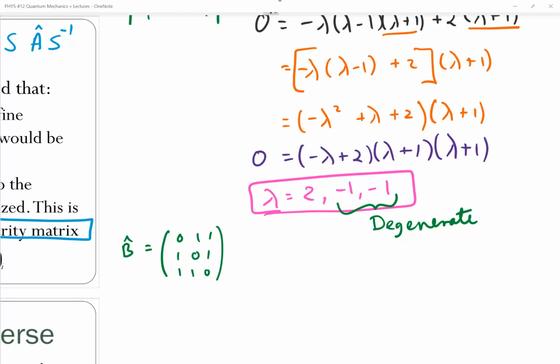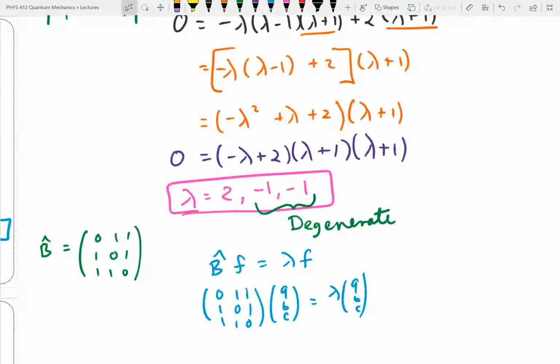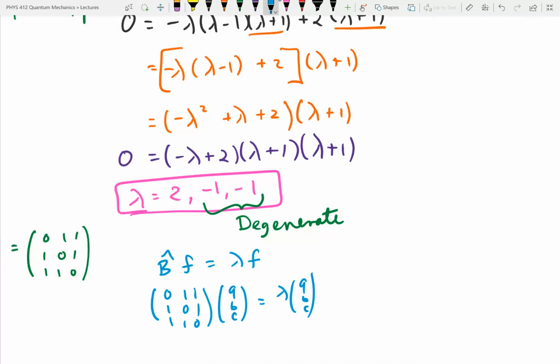So I put it in that form, right? It's the same equation. And so I'm going to have 0, 1, 1, 1, 0, 1, 1, 1, 0 times A, B, C equals lambda times A, B, C. How do I know it's ABC? Well, because it's a 3 by 3 matrix, so I have 3 items, and I just chose A, B, and C to be constants. So if I multiply those through, I get 3 equations. What are those 3 equations?